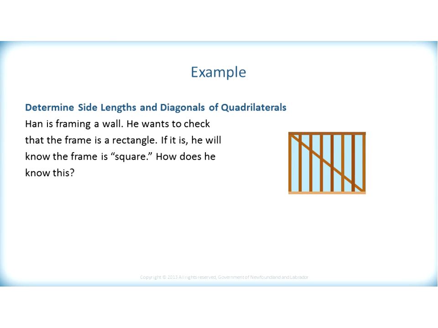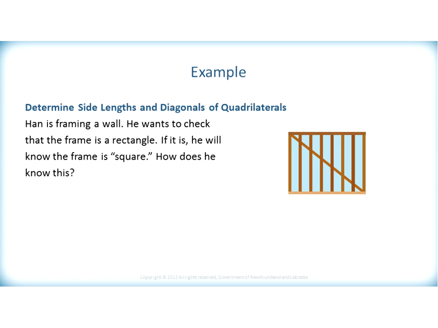In this example, we're going to determine side lengths and diagonals of quadrilaterals. Han is framing a wall. He wants to check that the frame is a rectangle. If it is, he will know the frame is square. In other words, it is a perfect rectangle. How does he know this?